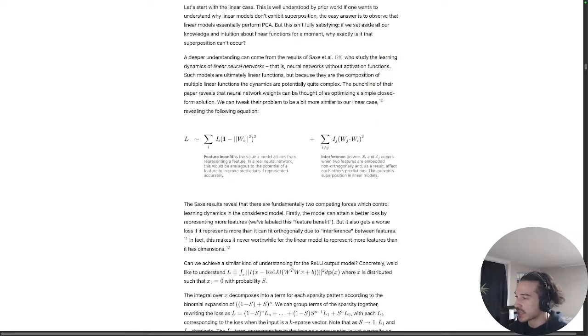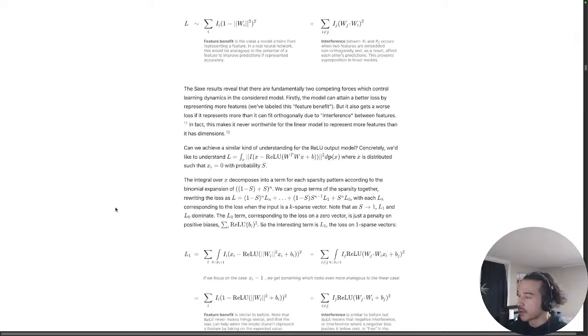Interference between x sub i and x sub j occurs when two features are embedded non-orthogonally and, as a result, affect each other's predictions. This prevents superposition in linear models. The Sachs results reveal that there are fundamentally two competing forces which control learning dynamics in the considered model.